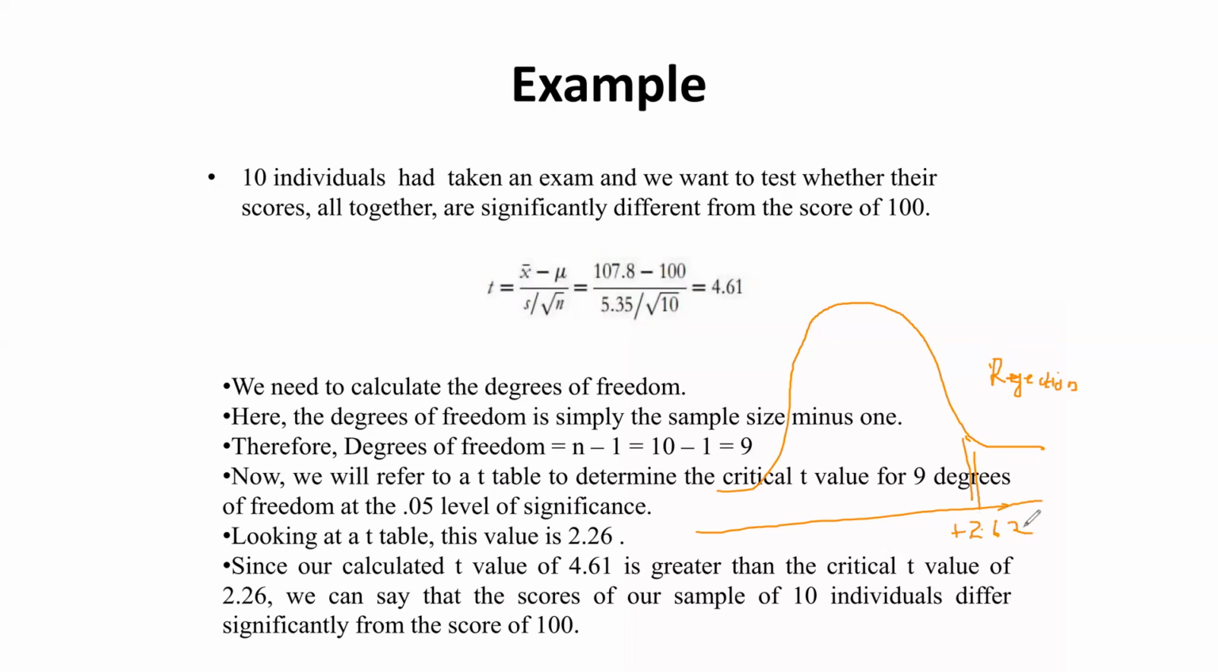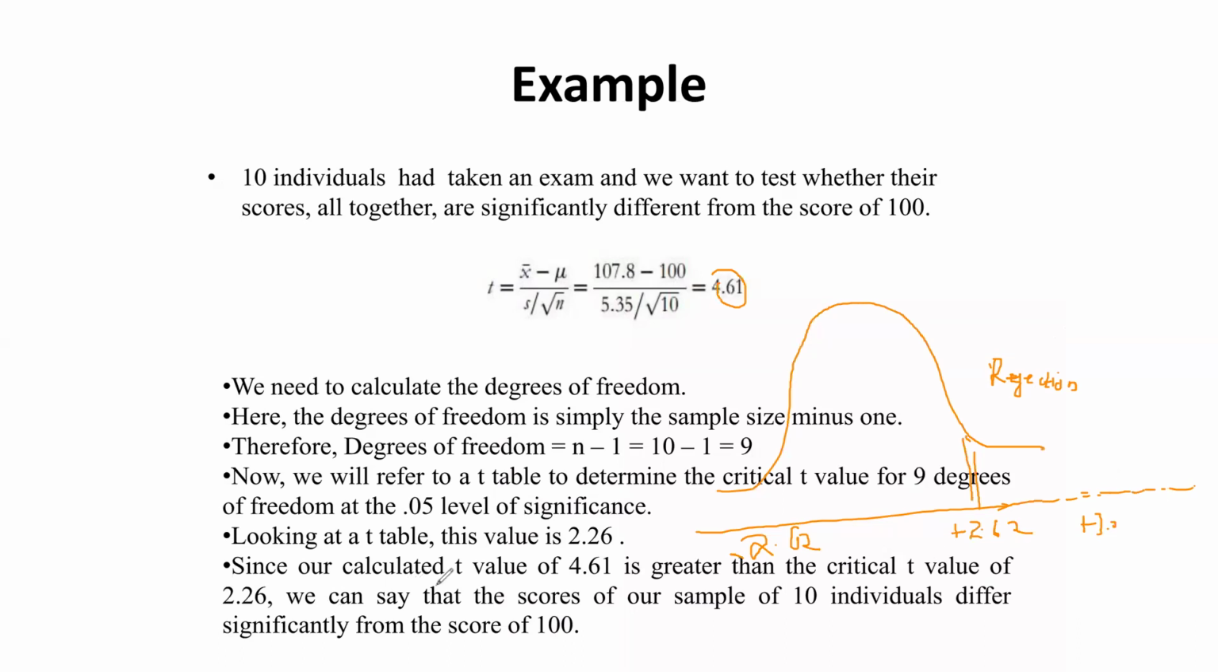So since this is our rejection region, what are we going to do? We have plus 2.62, but our calculated t value is 4.61. This is usually the negative side, which is minus 2.62. This is positive, so it will be moving in this direction. Maybe here you have plus 3.62, then it will continue. So you see it falls within the rejection region.